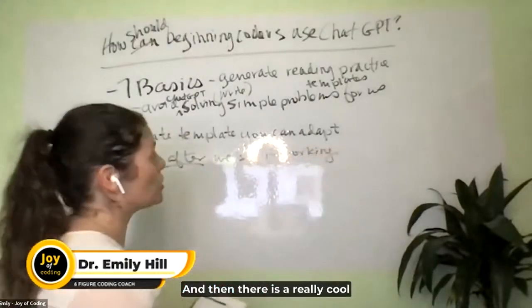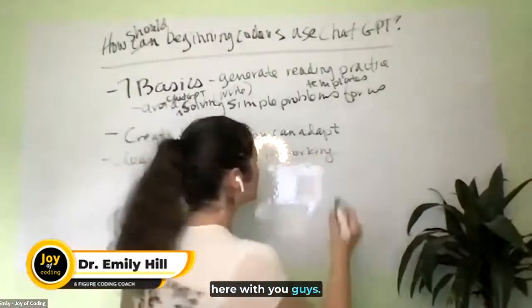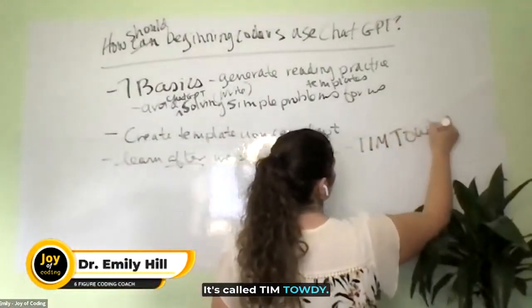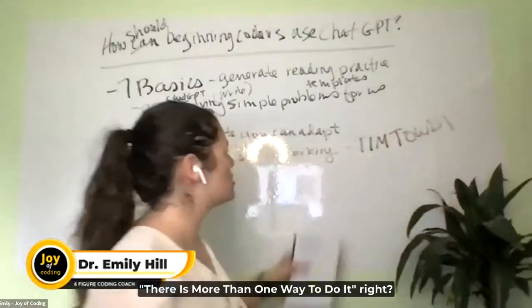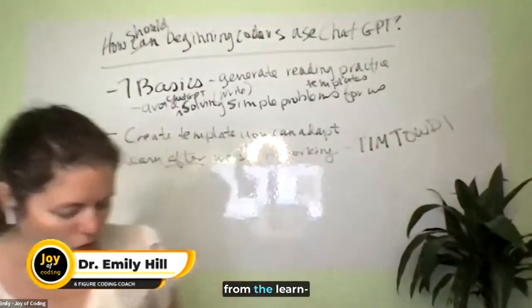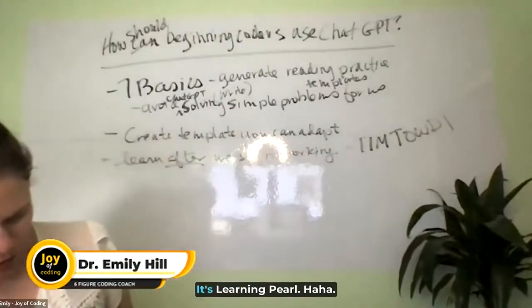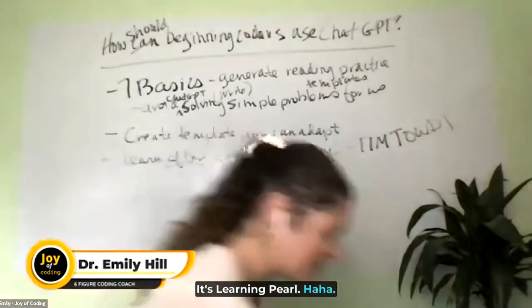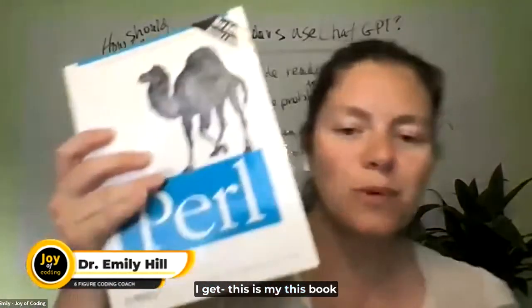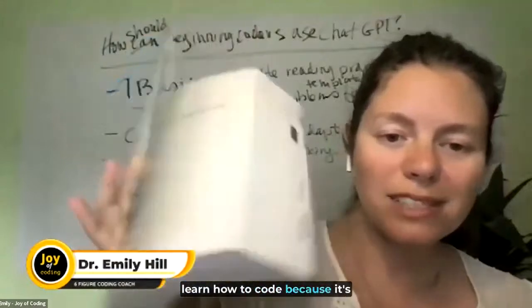And then there's a really cool acronym I want to share here with you guys. It's called Tim Toady. There is more than one way to do it, right? So this is actually from the Camel book. It's Programming Perl. I get this book taught me how to code right here. You don't have to read it to learn how to code because it's pretty thick.